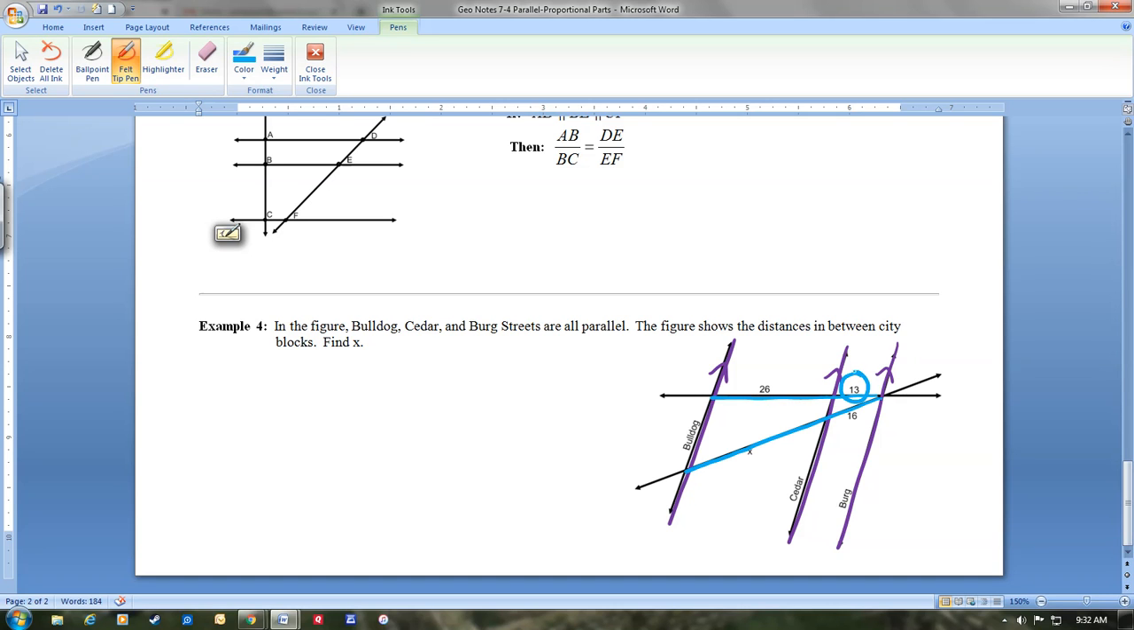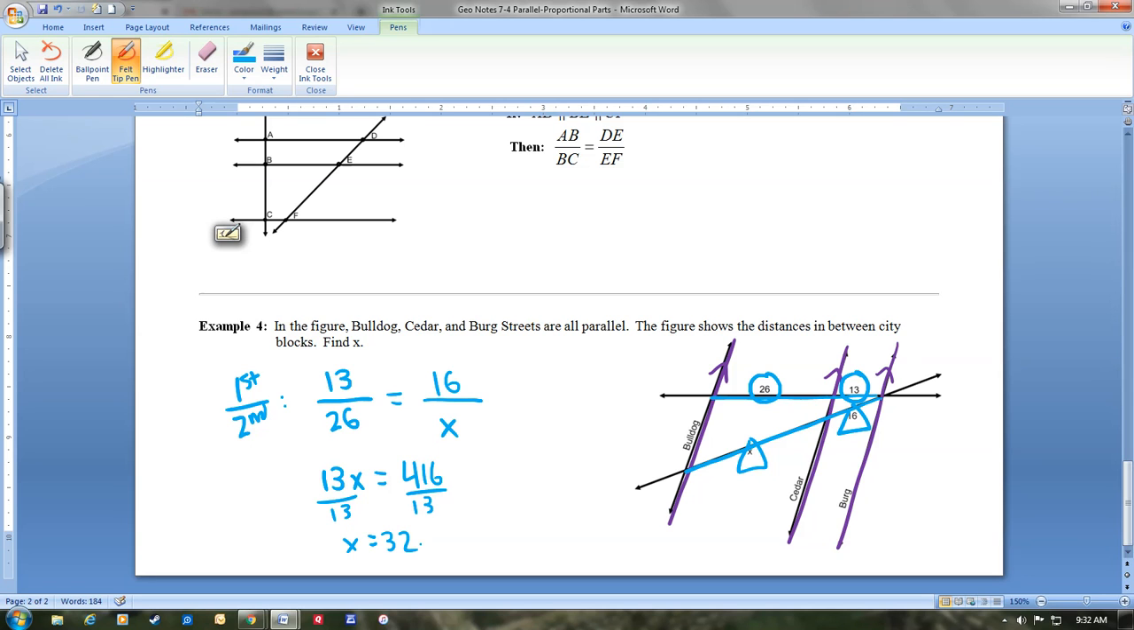So 13 corresponds to 26 and 16 corresponds to X. I'm going to set up my proportion as if there were two triangles. They don't have to connect, just like up here. So 13 is to 26 as 16 is to X. Cross multiply. So 16 times 26 is 416. Divide both sides by 13, and 416 divided by 13 is 32. That's all you have to do on this.